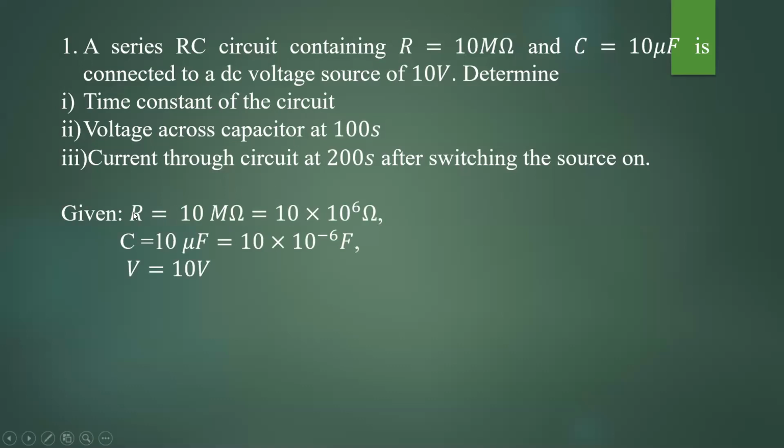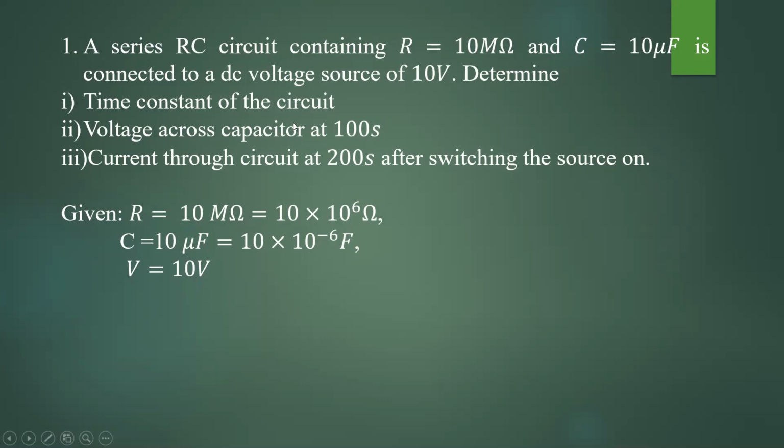Resistance is given. So resistance is 10 mega ohm, that is equal to 10 into 10 to the power 6 ohm. Capacitance C is given, that is 10 microfarad, that is 10 into 10 to the power minus 6 farad. Okay, micro means 10 to the power minus 6. Mega means 10 to the power plus 6. And voltage of the battery that is connected is given, that is 10 volt. Okay, these 3 parameters are given. So one by one we'll try to solve the given problem.